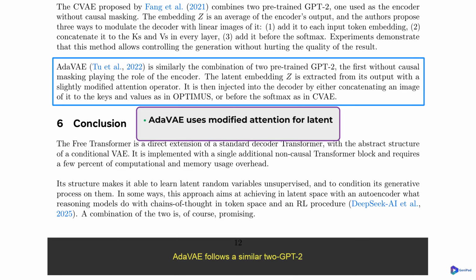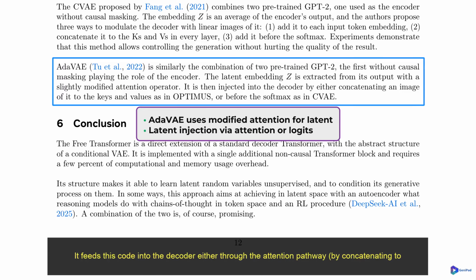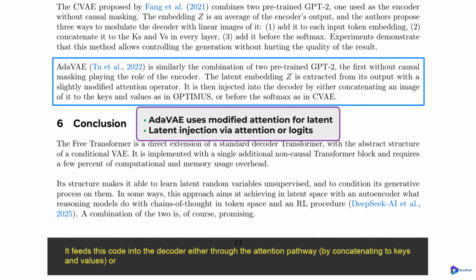AdaVAE follows a similar 2-GPT-2 design, but extracts the latent with a modified attention readout. It feeds this code into the decoder either through the attention pathway by concatenating to keys and values, or by biasing the final logits, mirroring what worked in Optimus and CVAE.